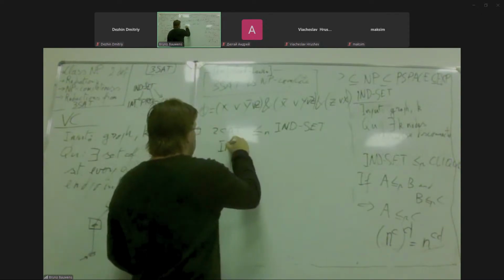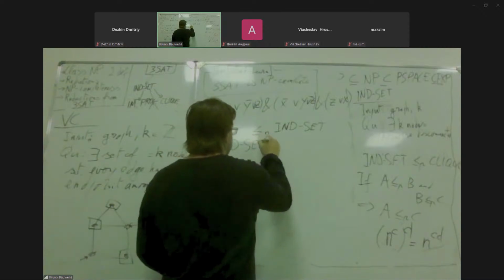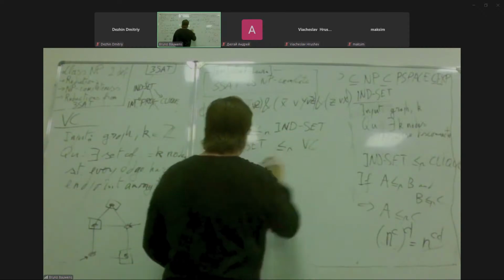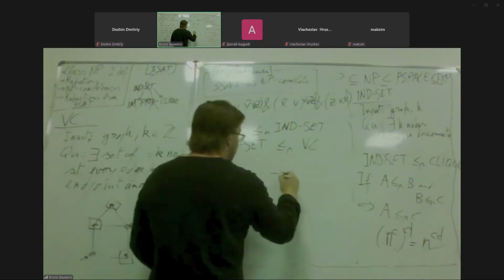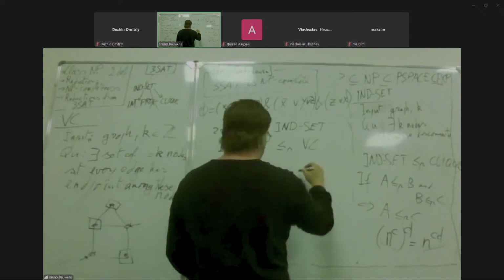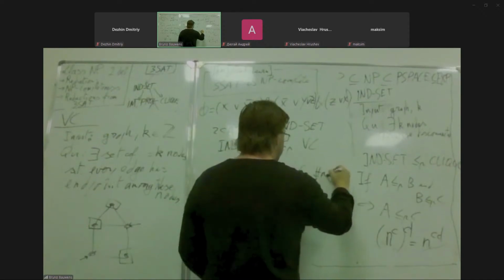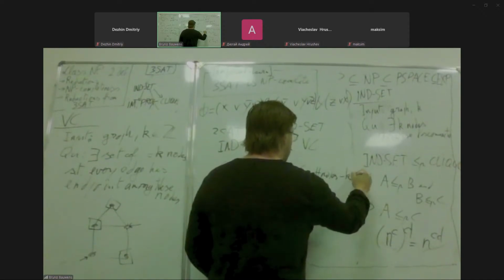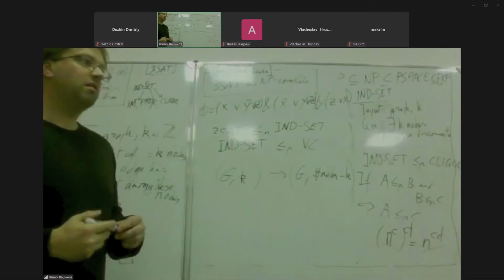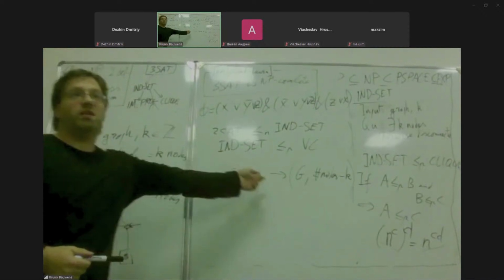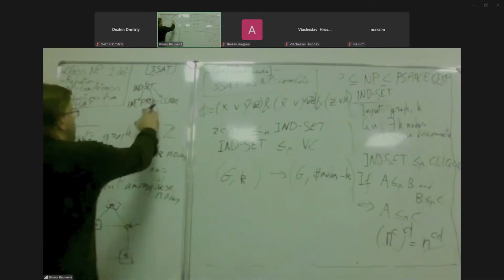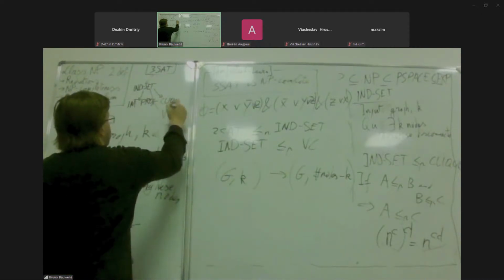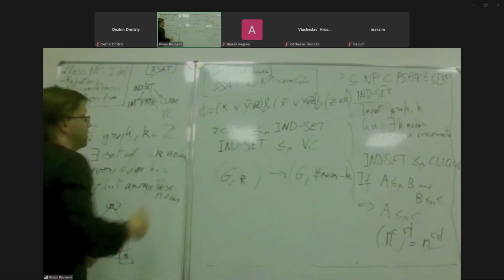So independent set reduces to vertex cover, and so (G, k) goes to (G, number of nodes minus k). That's the reduction. The reduction also goes vice versa, but we don't need that. And so now we have proven that independent set reduces to vertex cover.